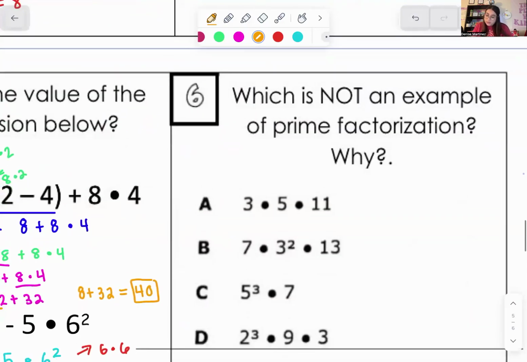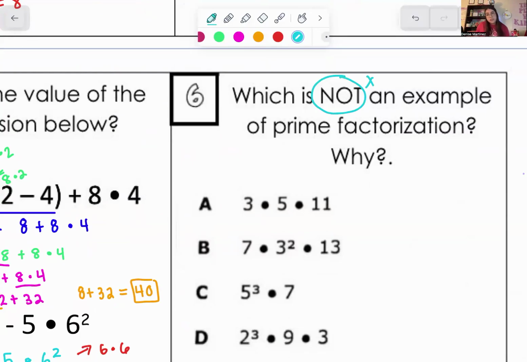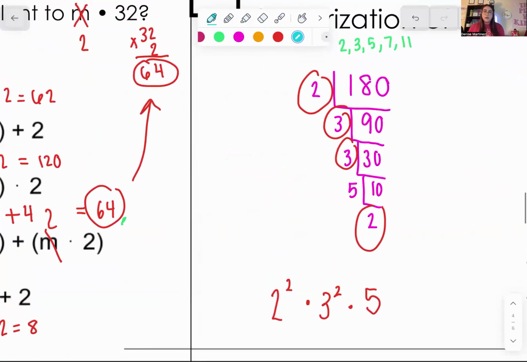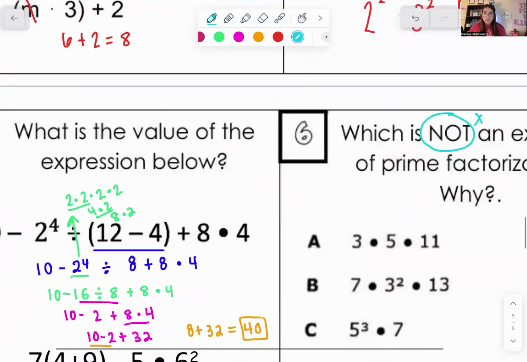Okay, which one is not, so this is a not question, an example of prime factorization and why? Well, remember, prime factorization is just like we did this one up here. I only want prime numbers. So I only want to see numbers that are divisible by 1 and itself. Okay, remember, just because it's odd does not mean it's prime. That's a silly mistake to make.